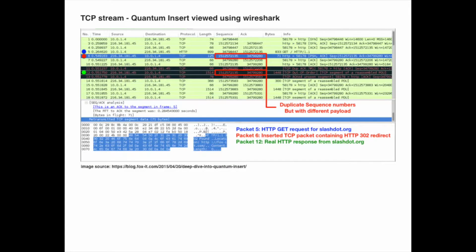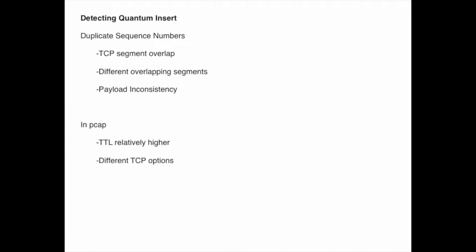There are a couple ways to detect a quantum insert attack. One method of detection is to see if there are multiple TCP packets with the same sequence number. If there are, you should check the contents of the encapsulated data to see if there are any differences in the data. As duplicate sequence numbers can occur due to retransmissions, the only way you can distinguish between a quantum insert attack and a retransmission is to compare the encapsulated contents of the two TCP packets for any differences. In essence, you would be checking for any sort of TCP segment overlapping.